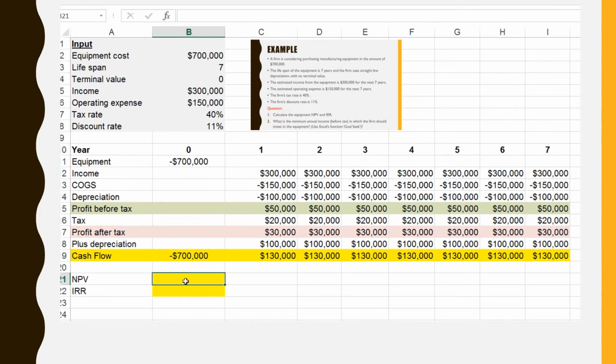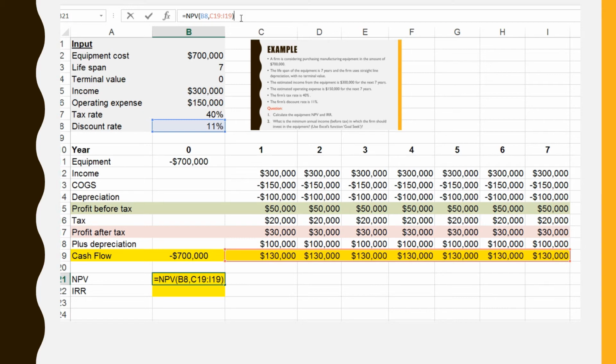Next, I'm going to calculate the NPV and IRR. I shall type equal NPV, open bracket, point the discount rate of 11%, comma, highlight the cash flow from year 1 to year 7. Remember, we should not highlight the cash flow in year 0. This is because the NPV function in Excel is programmed in such a way that it does not analyze cash flow 0. The analysis and calculation start from year 1.